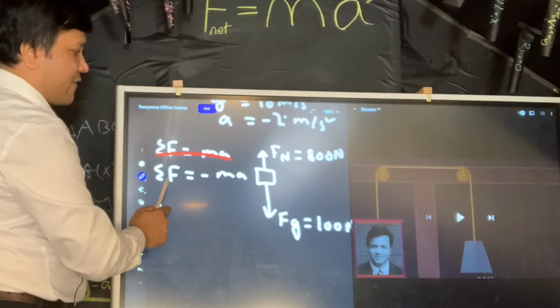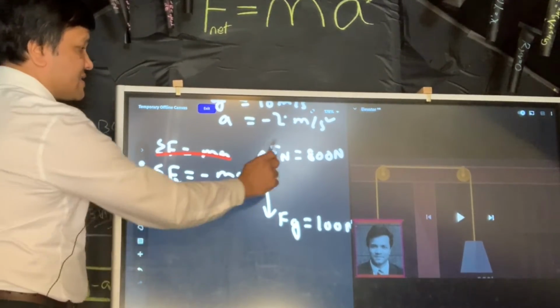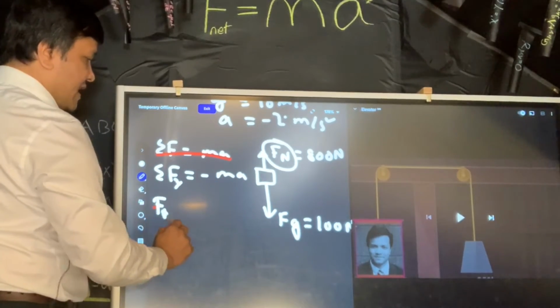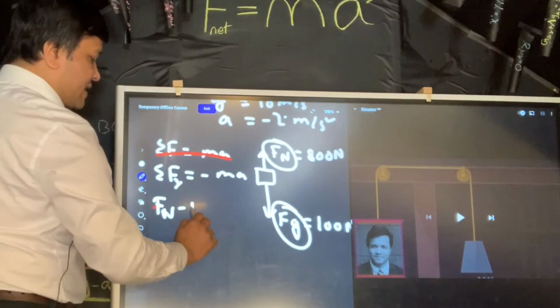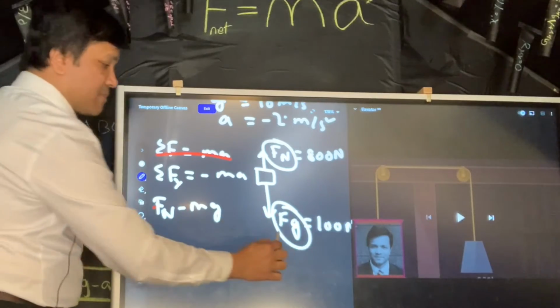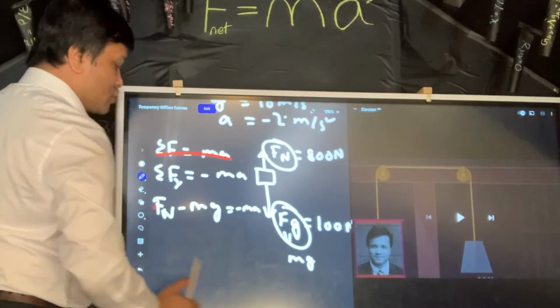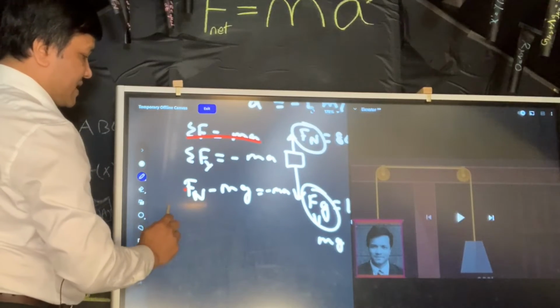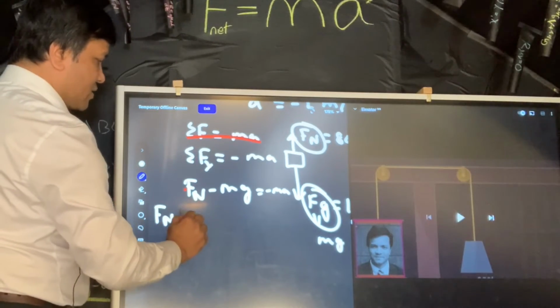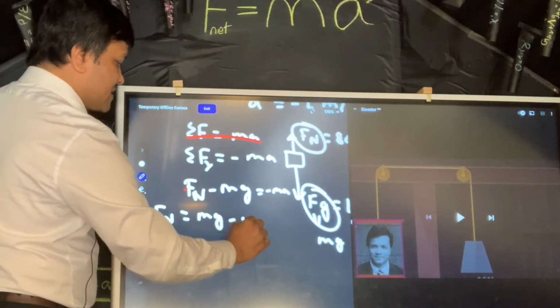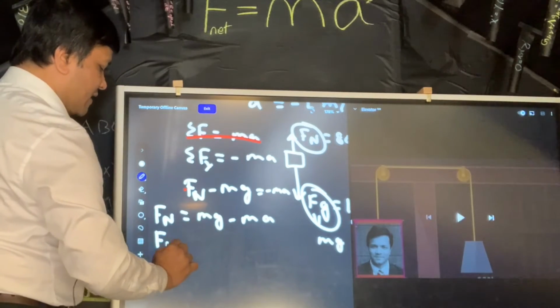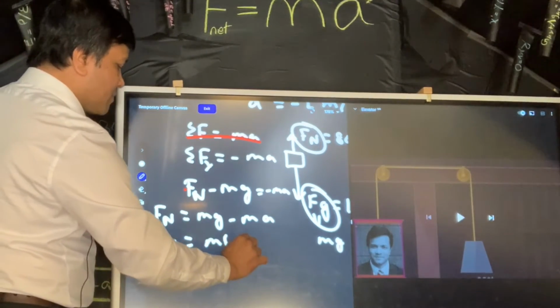Alright, how many forces are acting in the y direction? Well, I see Fn, so I write Fn. I see Fg, so I write mg, because Fg is mg. Don't forget that is equal to negative ma. That means Fn is equal to mg minus ma. I can factor out m, giving m times g minus a.